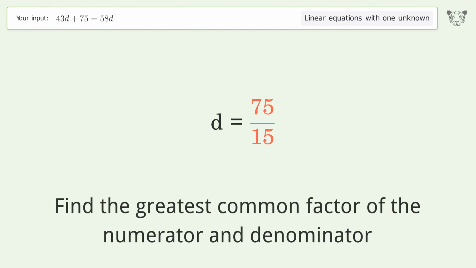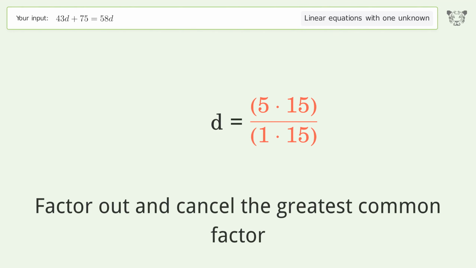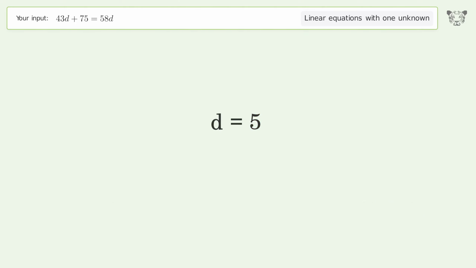Find the greatest common factor of the numerator and denominator. Factor out and cancel the greatest common factor. And so the final result is d equals 5.